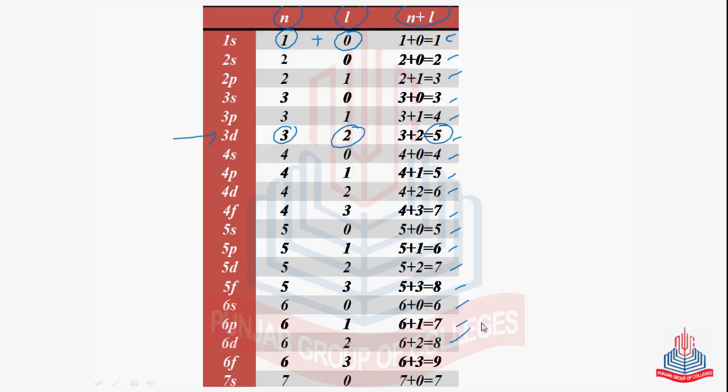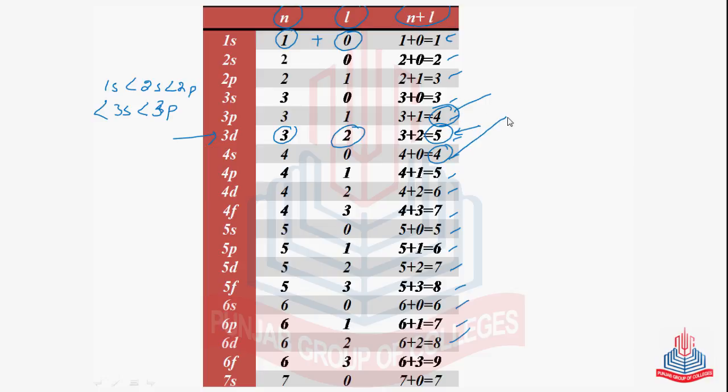Which means as 1s has the lowest energy, सबसे पहले electron 1s में जाएंगे. ये fill हो जाएगा. Then 2s में. Then 2p में. Then 3s, then 3p. Now come to another important point. 3p की एनर्जी है 4, 3d की एनर्जी है 5, whereas 4s की एनर्जी है 4.